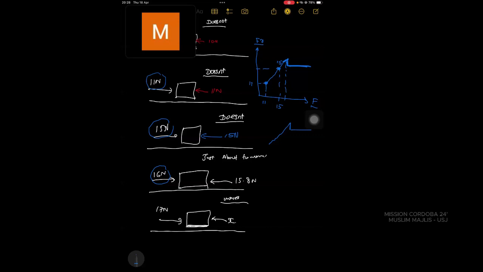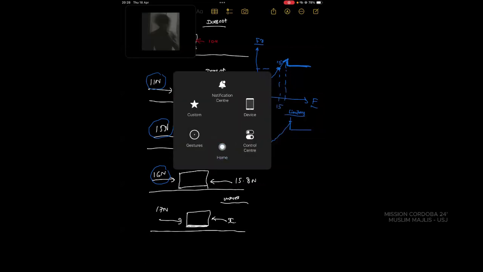So where is this small drop? At the limiting frictional force point. Is it clear? So this is the summary. Now we will go to the question.